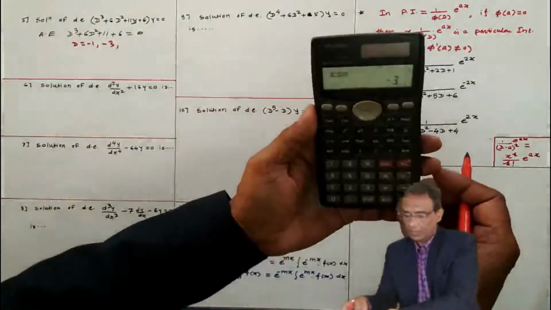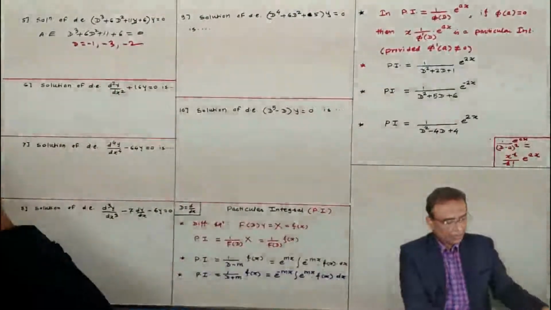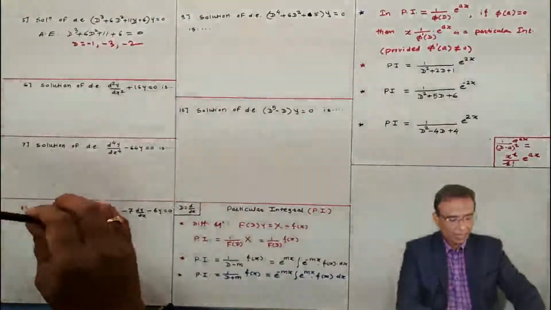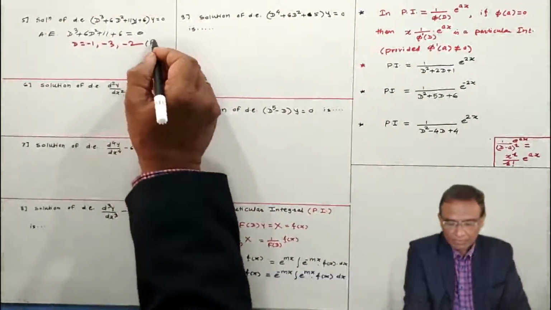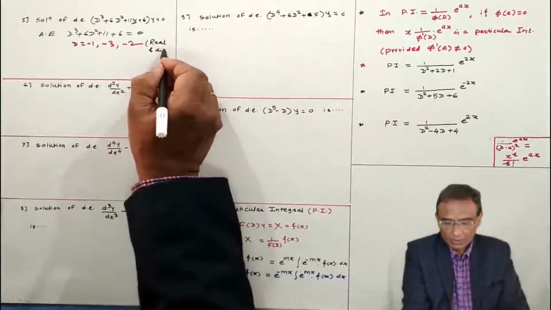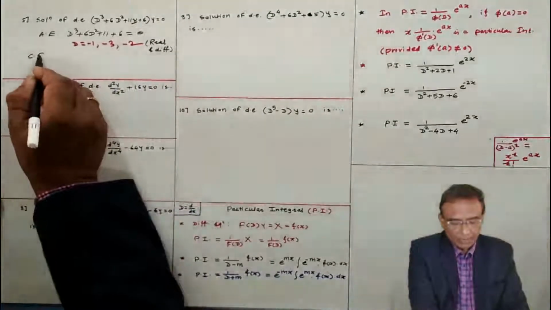Again I am going to press equal to, it is minus 2. Okay, means 3 values of d I have obtained, and these values are real and different. All 3 are real and different. Real and unequal, you can say. So what is the complementary factor?